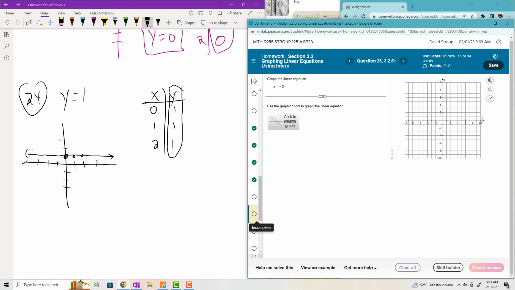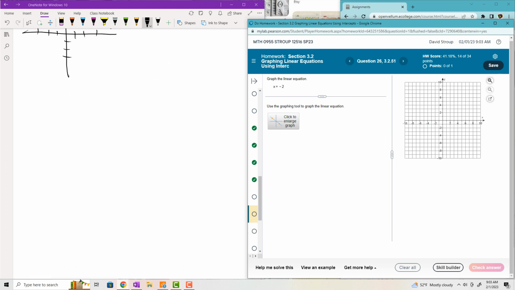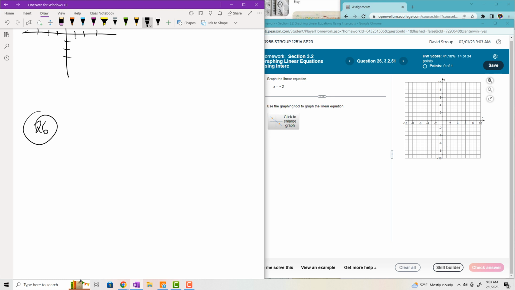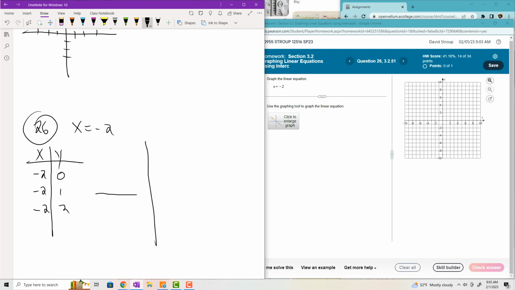Let's try number 26. So x is -2. Okay, so if you want, you can just do this table and say x is always -2. And then y can vary over the real numbers. So you can make y whatever you want. And then you can just plot those points, and you should have a vertical line in this case.